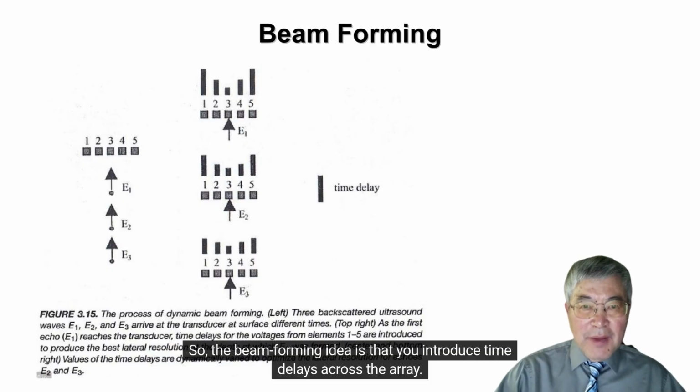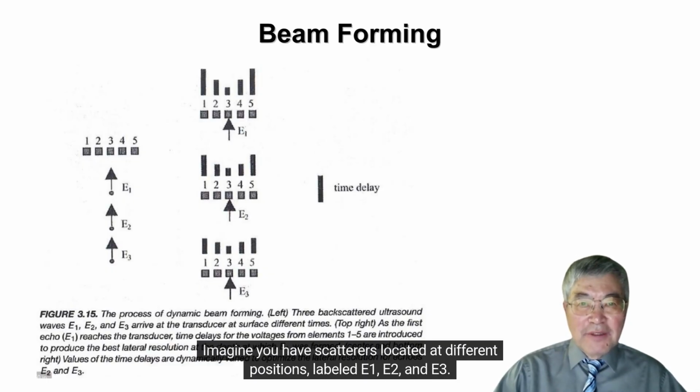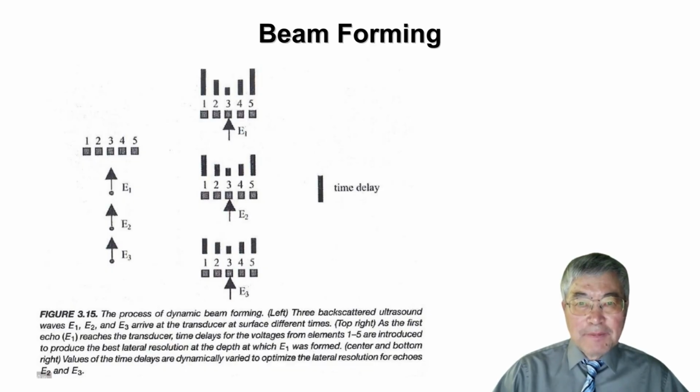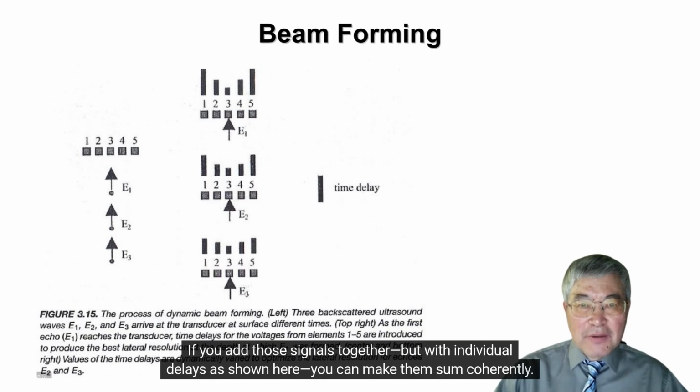So, the beamforming idea is that you introduce time delays across the array. Imagine you have scatterers located at different positions labeled E1, E2, and E3. These are the echoes or signals you receive from different points inside the tissue. On the receiver side, you receive all these signals and keep aligning them properly. If you add those signals together, but with individual delays as shown here, you can make them sum coherently.